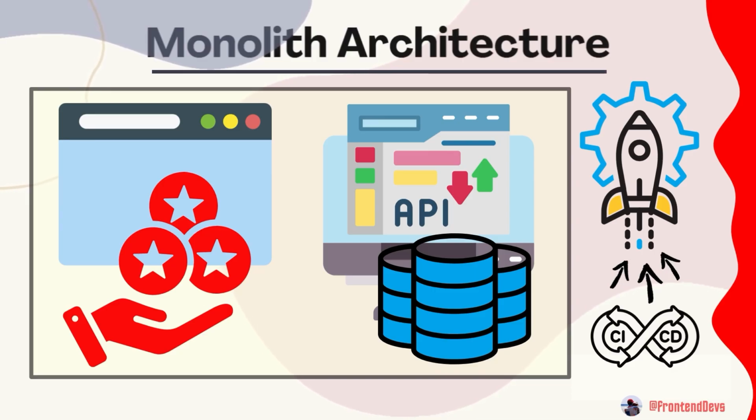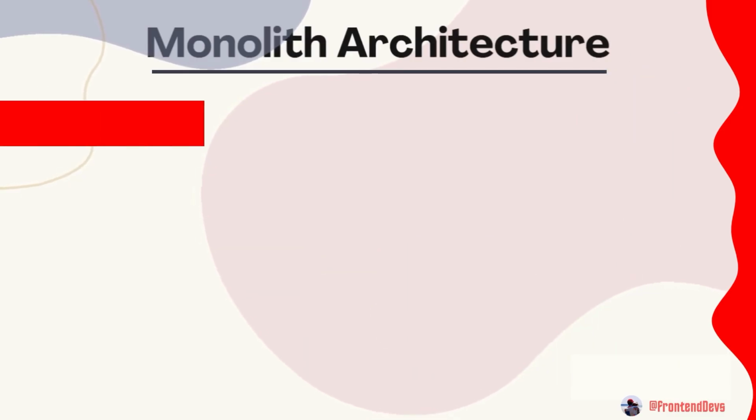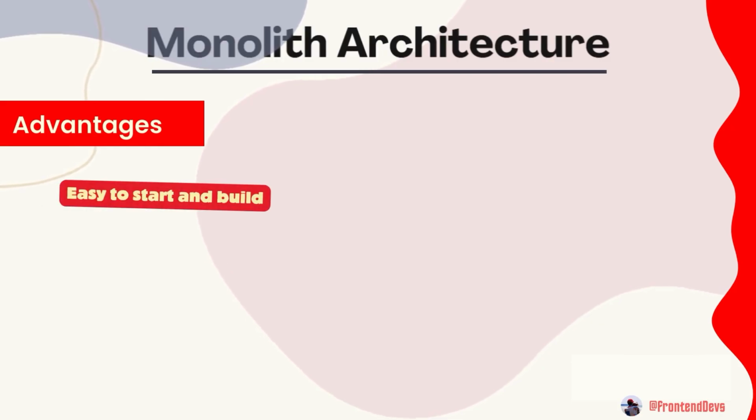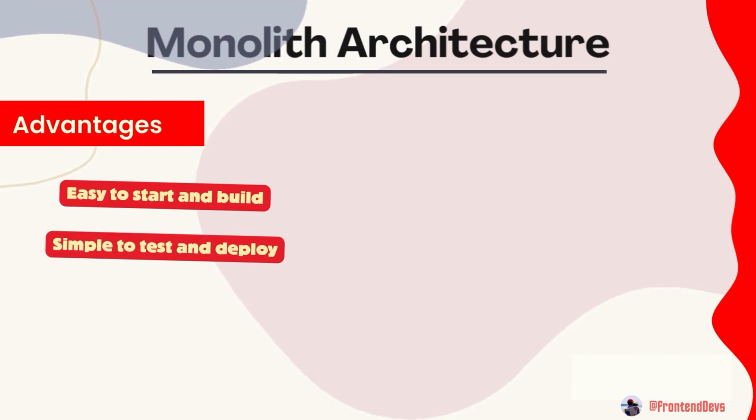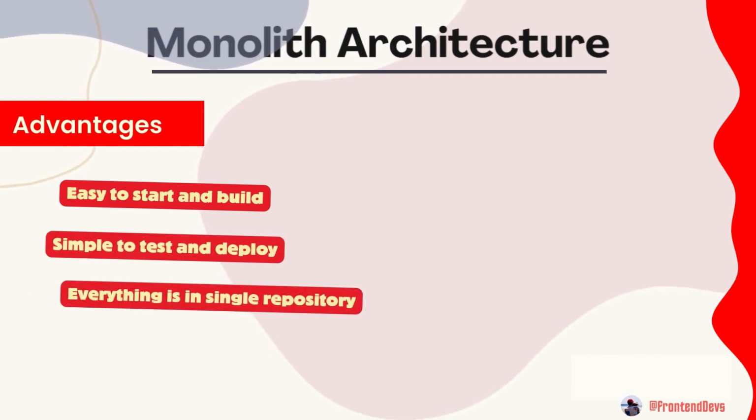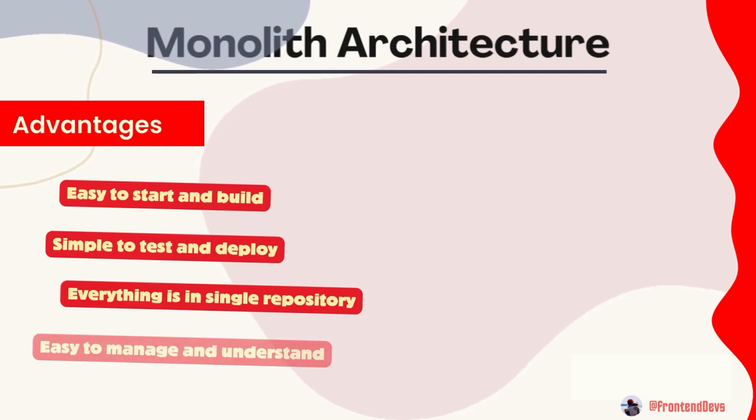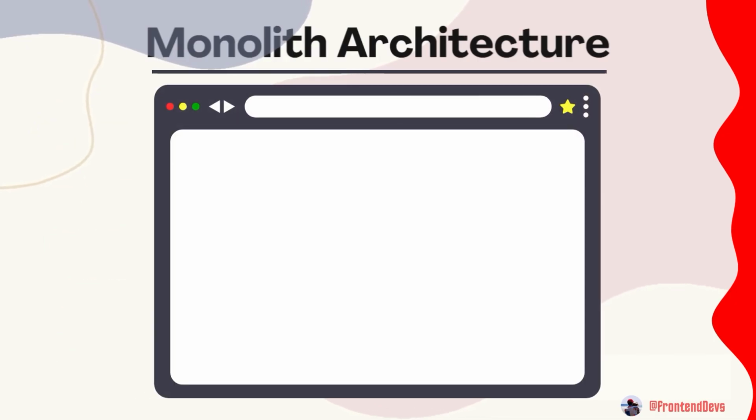When you start building a new application, initially your application is small. In that case, going with monolith architecture would be a good option. We have a few advantages with that: it is easy to start and build, your application is simple to test and deploy, and everything is present in a single repository, so managing and understanding things will be easy. But your application can keep growing.